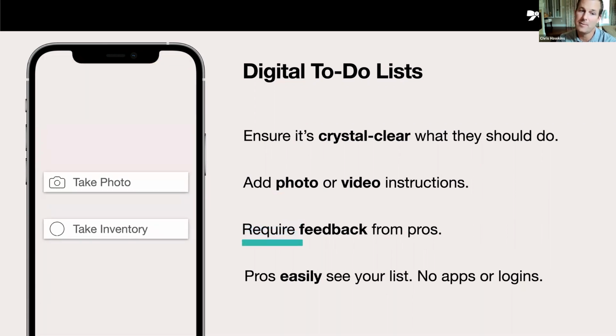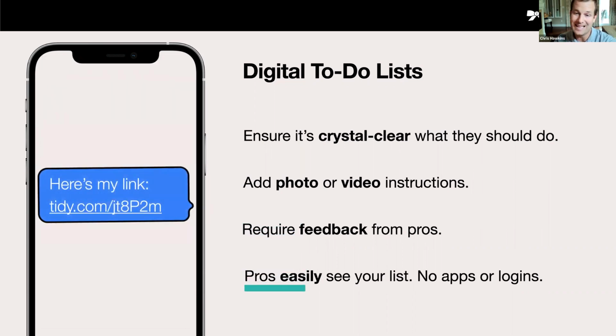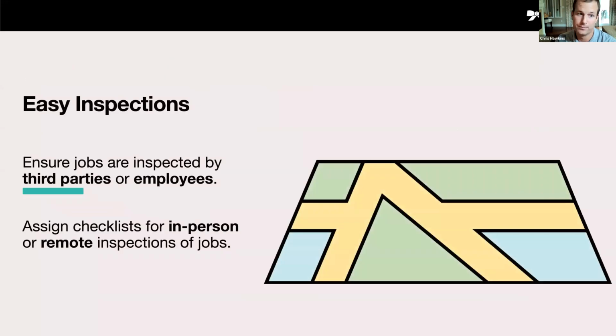You can also require feedback from pros. Again, this is something you can't do on paper: you can ask them to take before and after photos. You can ask them to take inventory and have that plug in and let you know if there's a problem. All that is best done with a digital to-do list. Now with Tidy, they can easily see your list. They don't need any app or login. You can just text them that link and they'll be done.